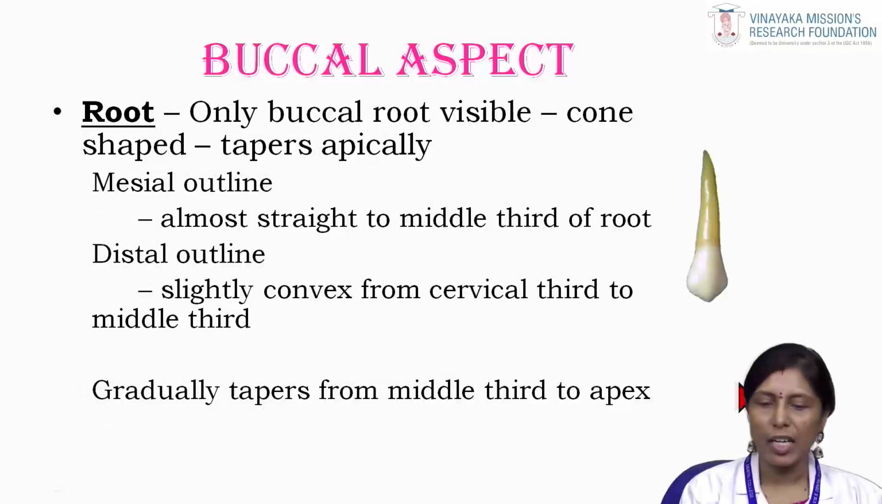Coming to root on the buccal aspect. On the buccal aspect, even though it has two roots, only one root is visible and it is cone shaped and it is going to taper apically. Mesial outline is almost straight to the middle third of the root, whereas the distal outline is slightly convex from the cervical third to the middle third and it gradually tapers to form the apex.